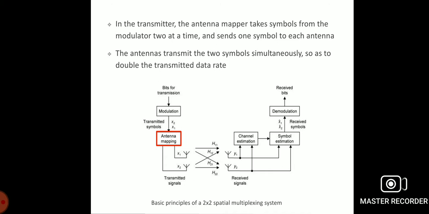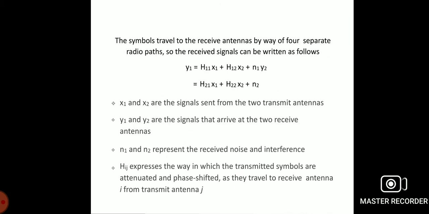So in this spatial multiplexing method, the symbol travels to the receiver antenna by way of four separate radio paths. So the received signal can be written as y1 is equal to h11. Here h11, h12, h21 and h22 are the H parameters model, that is, a 2-port or 4-port hybrid pi model.